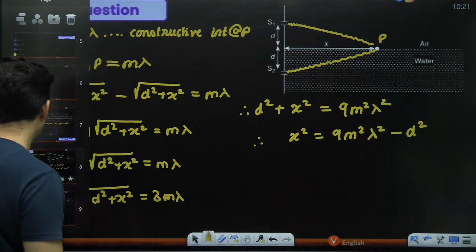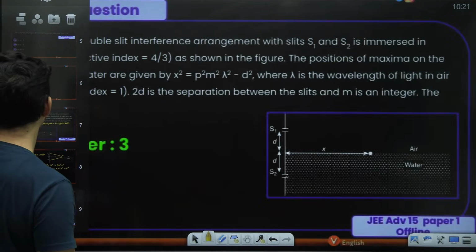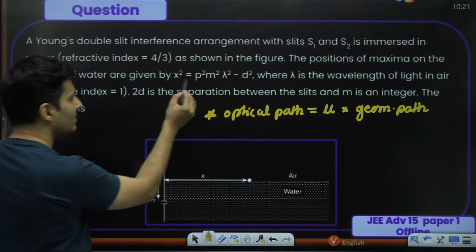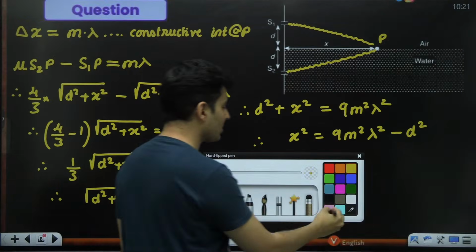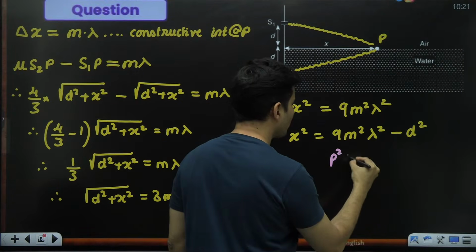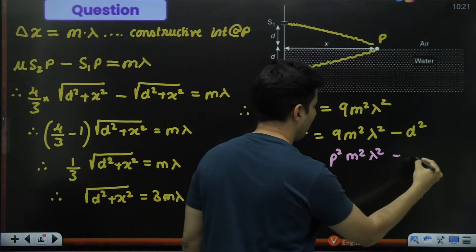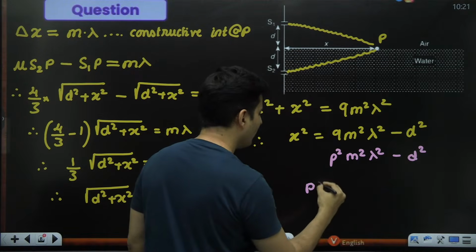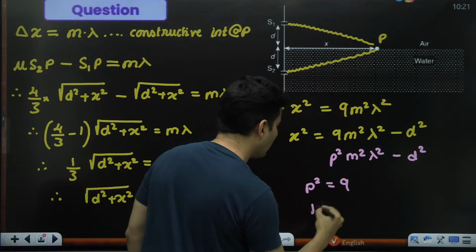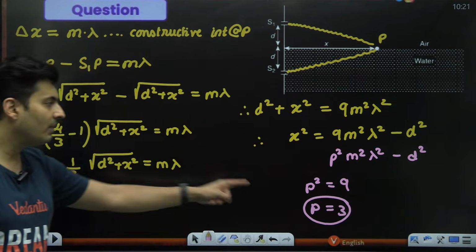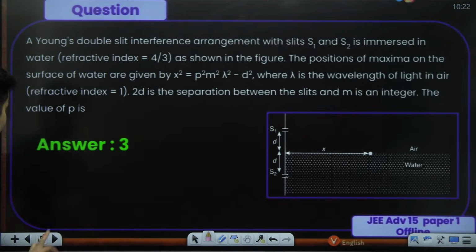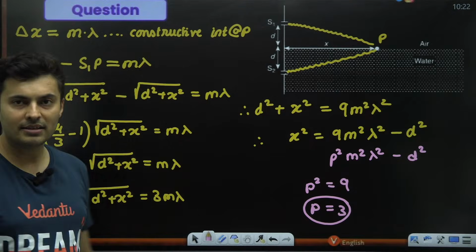Now this is the part where we decide what should be the answer. See guys, the question says p squared m squared lambda squared minus d squared. So what will p be equal to? p will obviously be equal to the number 3. So I think 3 should be the answer. Yes, perfect. 3 is the right answer.